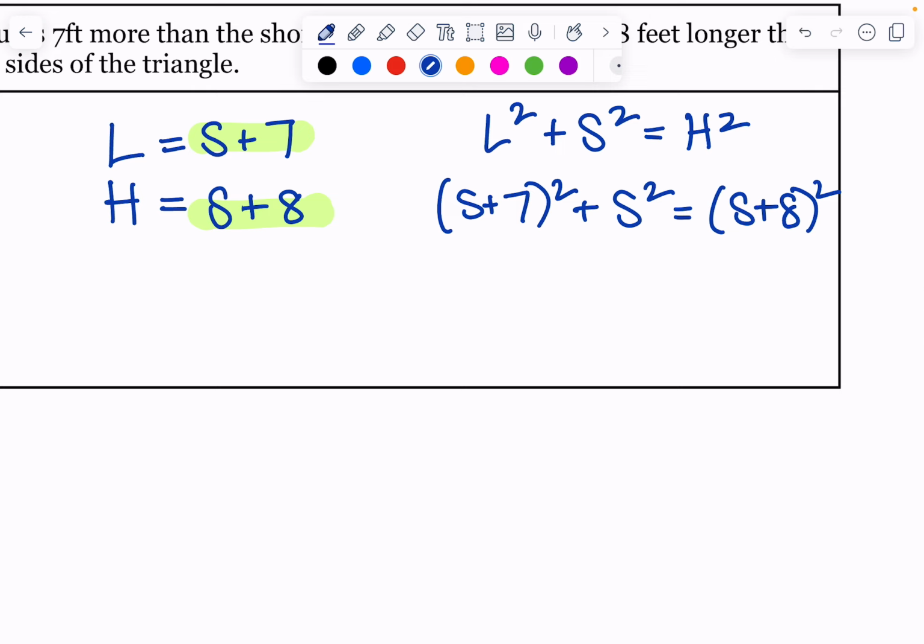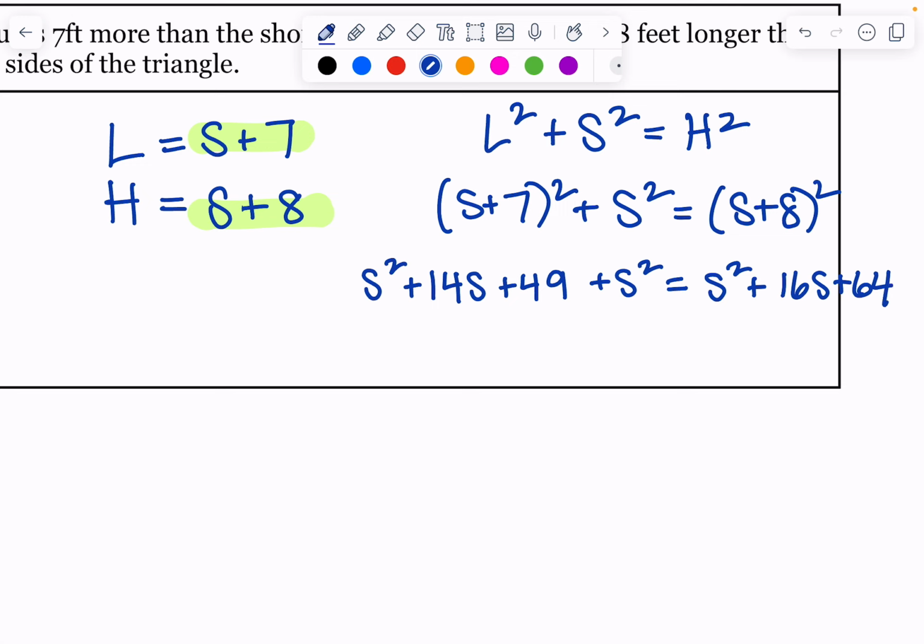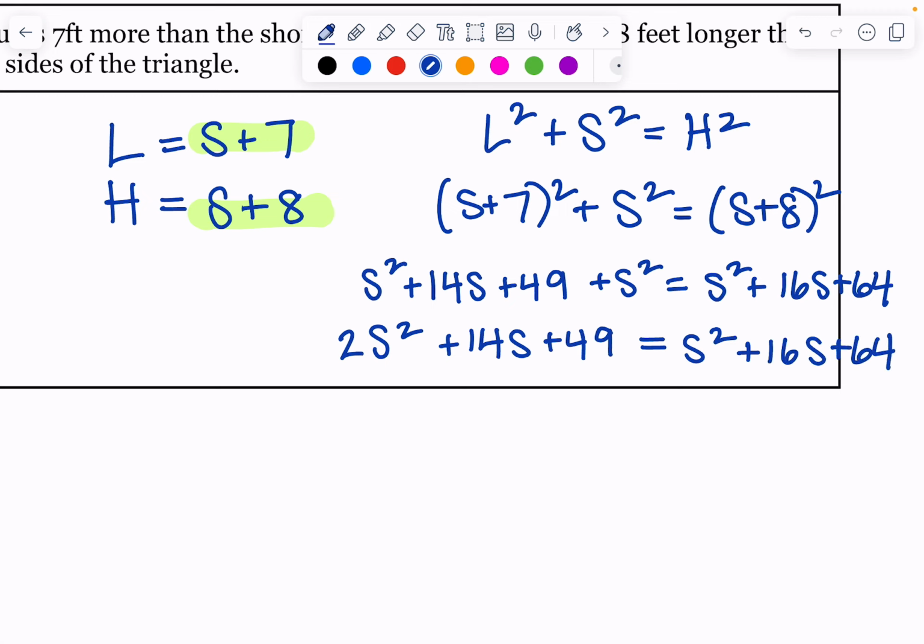Message me if you have any questions, or comment if I mess up. So I'm going to have S squared plus 14S plus 49 plus S squared is equal to S squared plus 16S plus 64. I'm going to combine like terms on the left, so that would be 2S squared plus 14S plus 49 equals S squared plus 16S plus 64.